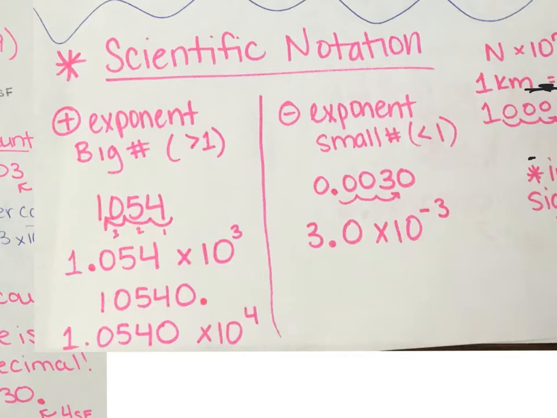On the other end, where we have a small number, if I have something like 0.0030, I would move that decimal until it's behind our first non-zero digit. So then I would be left with 3.0 times 10 to the, I moved it 3 times, and because it's a small number, I put a negative, times 10 to the negative 3.